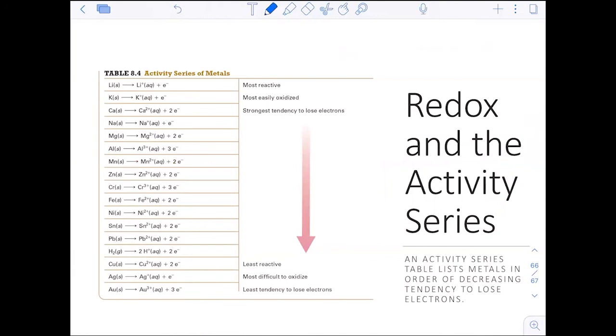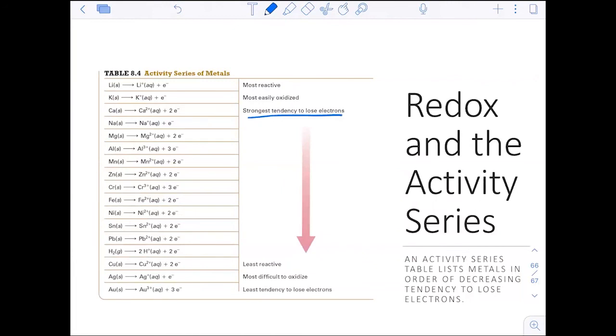In an activity series table, it lists metals. Now, normally single displacement are metals and metal ions. So our list here is the most reactive, most easily oxidized, the strongest tendency to lose electrons. So lithium, potassium, very, very reactive. If those are our starting solids, these will go forward in creating an aqueous solution.